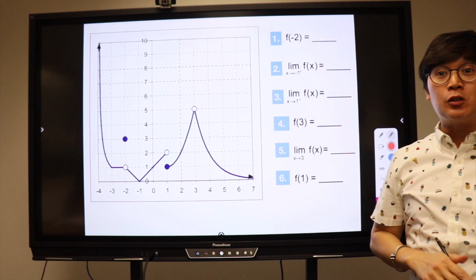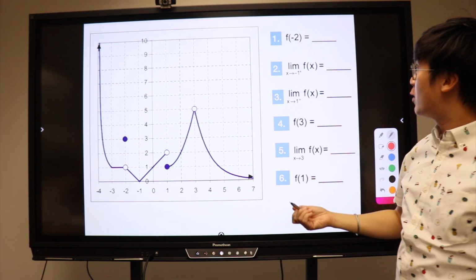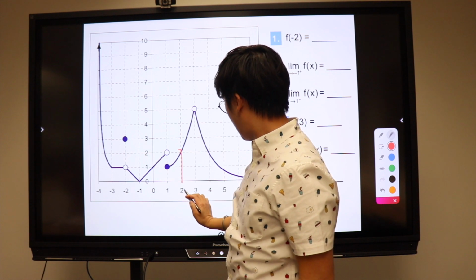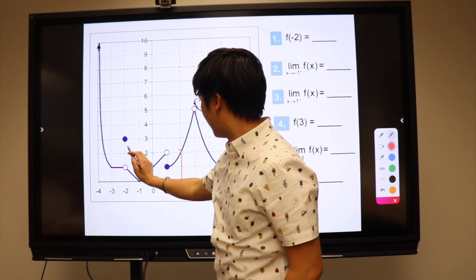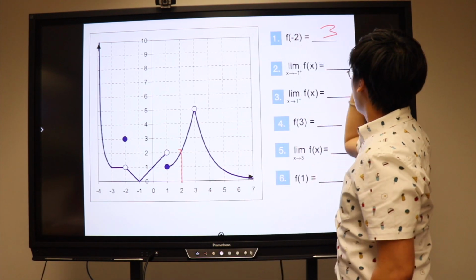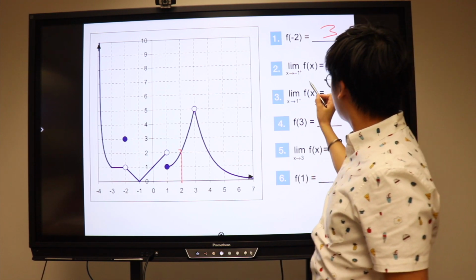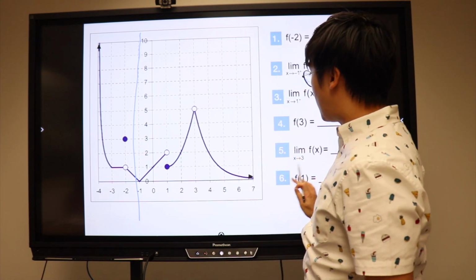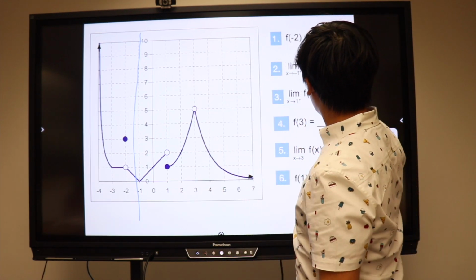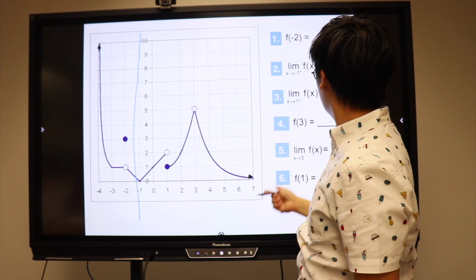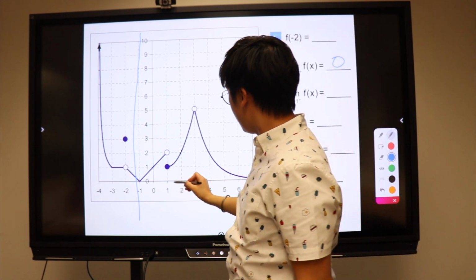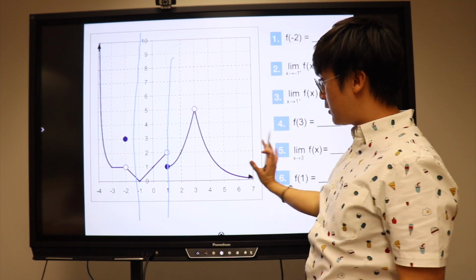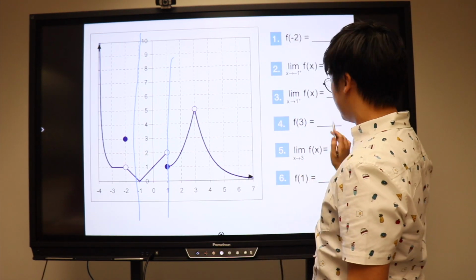Alright, so let's answer this particular problem. Number 1, f of negative 2. This one is a simple algebra problem, right? So what is f of negative 2 right here? 3. Yes, 3. Limit of f of x as x approaches negative 1. This one, right? Yes. So coming from the positive side, it's approaching what value? 0. And it's 0. This one is positive 1. x is equal to positive 1.